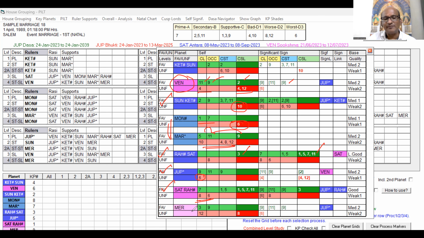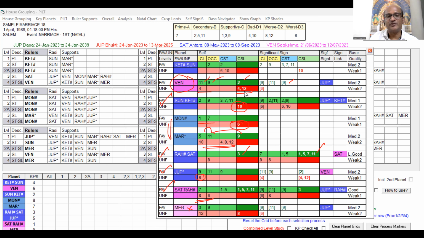But light pink is worst. Light pink means moving towards red color. So 3, 9, 12, and 8 are present. So the favorable key planets are Rahu, Jupiter, and Saturn. We can take Rahu, Jupiter, Saturn as favorable key planets. I hope you understand, right?